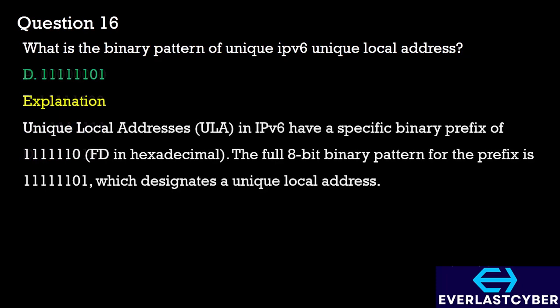For this, we'll be going with option D. The unique local address in IP version 6 has a specific binary prefix of FD in hexadecimal, or 11111110. So the full 8-bit binary pattern for the prefix is 11111101, and this designates a unique local address. So that's our answer for question 16. That's the binary pattern of a unique IP version 6 local address.